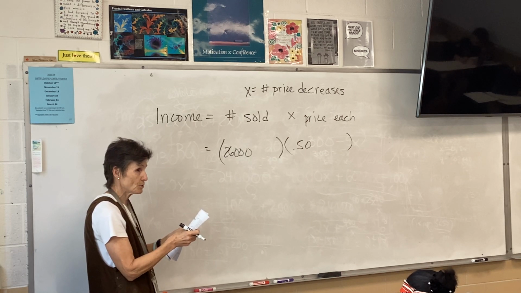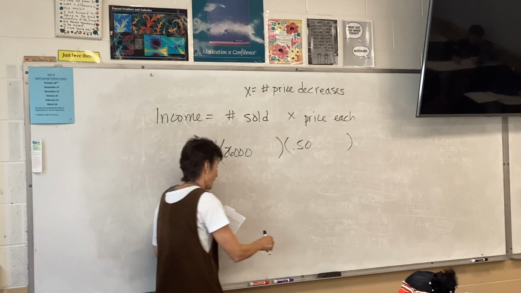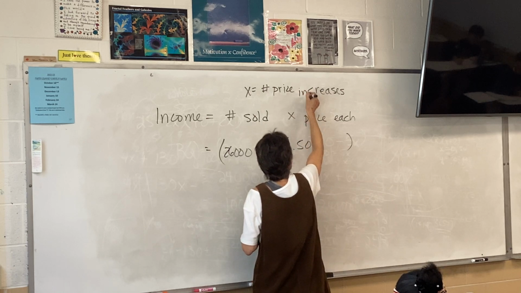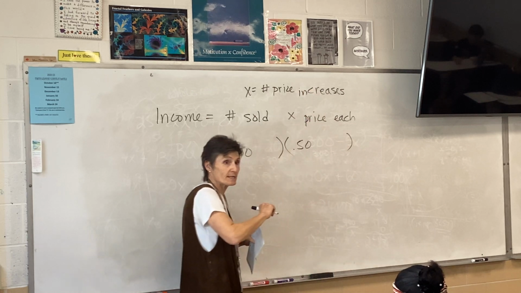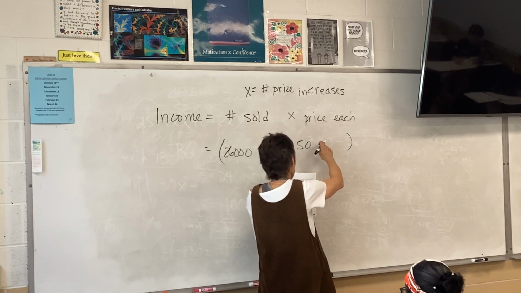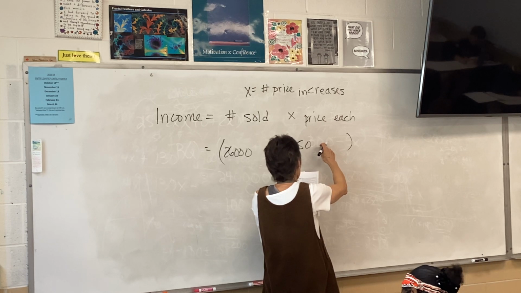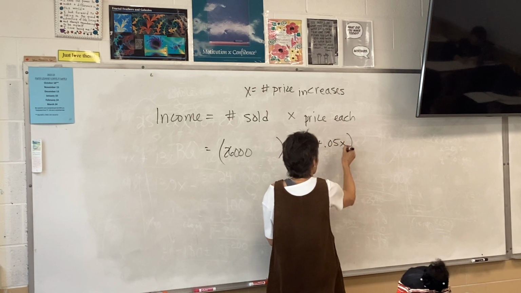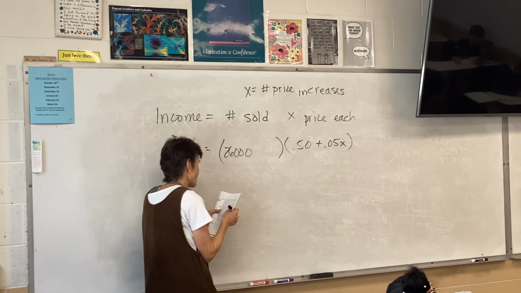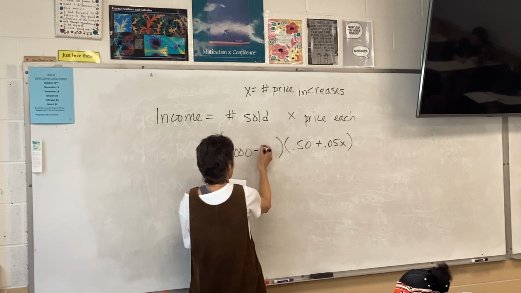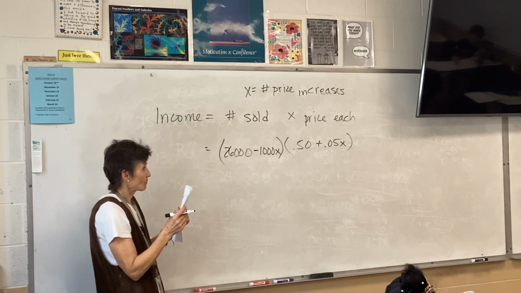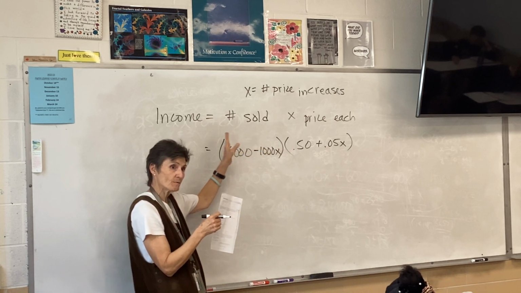This time he's going to raise the price. Now, we all know what happens when you raise the price. The number you sell goes down. Okay, so we're raising the price in increments of what? 0.05x. And the sales are going down by 1,000. So does that equation make sense to you?